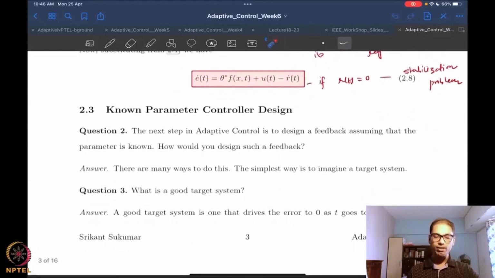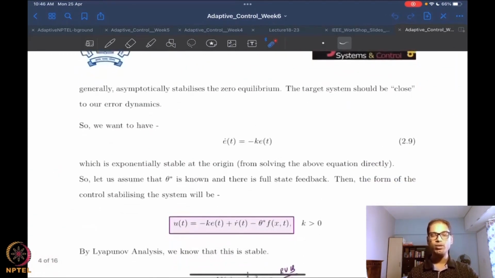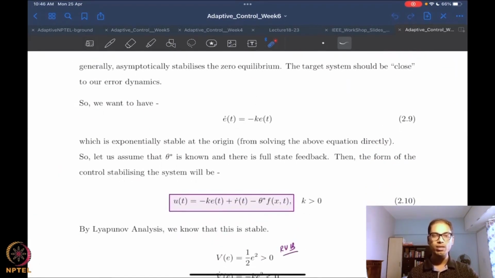Then the first step was to do a control design for the case when the parameter theta star is assumed to be known. And we did that by choosing some kind of a nice target system. We talked about the properties of a target system, that it should be viable, that is, it has to have some kind of a matching with the original system. And secondly, it has to ensure that the error has nice asymptotically stable properties.